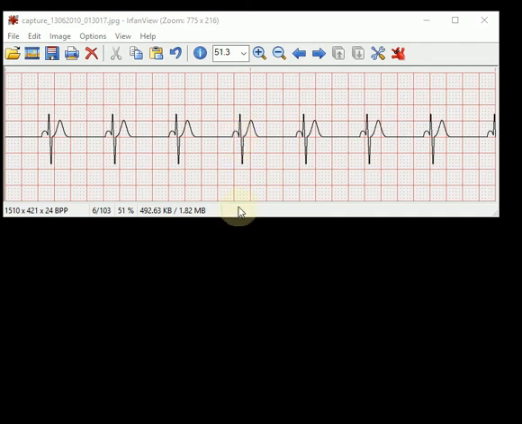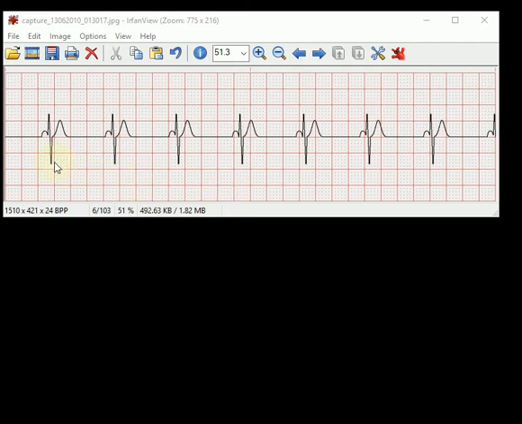How about looking at the R to R interval? Go ahead and pause the video. Well, the R to R, this is a computer-generated image, so these are all equally spaced. That's a regular R to R interval. Go ahead and count your rate real quick. Pause.